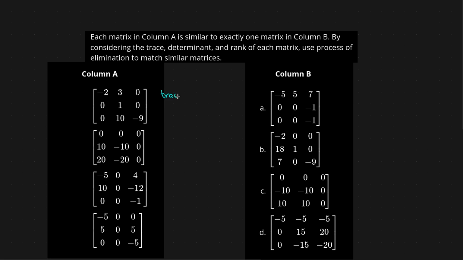Remember, the trace is just the sum of its elements along its main diagonal. So for this first matrix, just add up along the main diagonal. -2 plus 1 plus -9 is -10. For the second one, it's also -10. For the third matrix, we get -6. And for the fourth matrix, we get -10. Okay, now let's do column B.